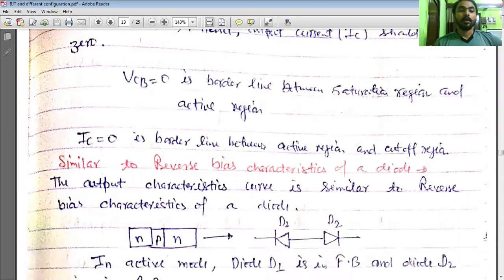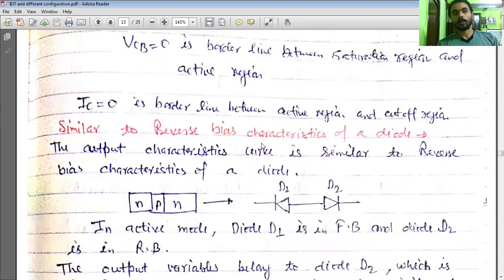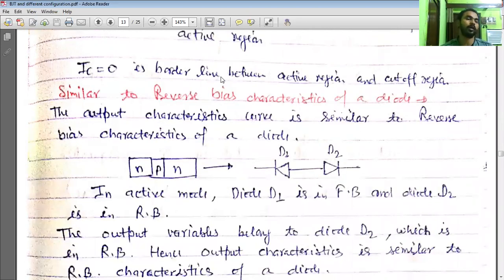Okay, now we'll see the reverse bias output characteristic curve. In the output characteristic curve, what do you need? Output variables, that is the output current and the output voltage. This IC and the VCB belong to diode D2, and diode D2 is in reverse bias. It means that the output characteristic curve is very much similar to the reverse bias characteristic curve. Okay, good.